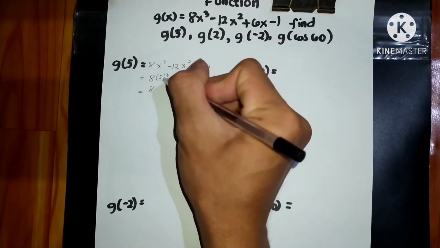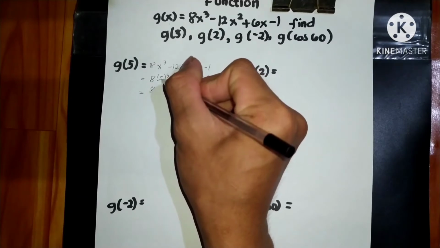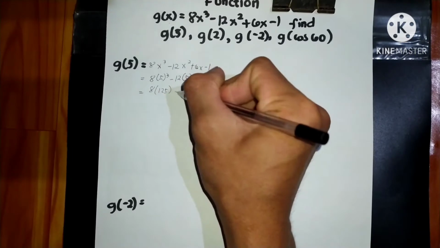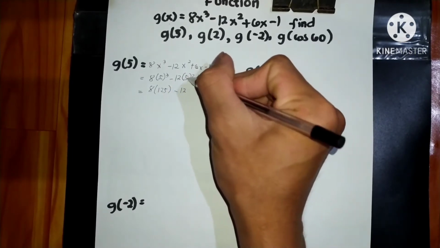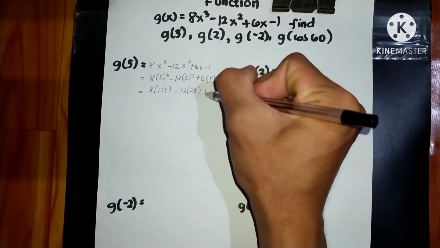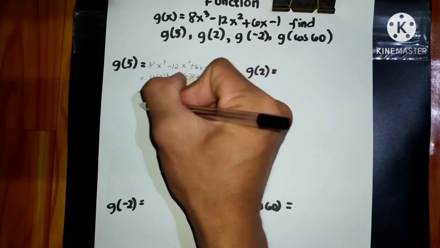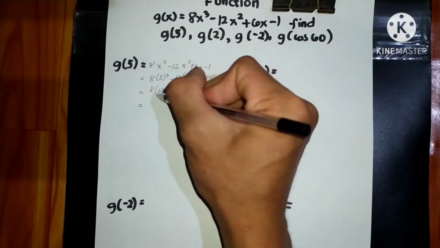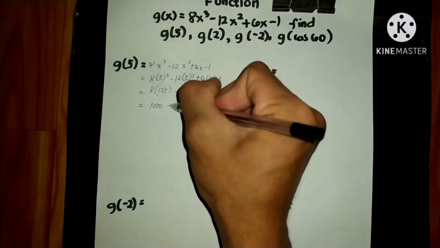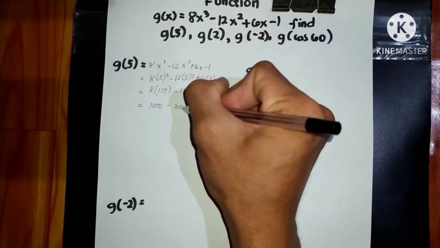So 5 cubed. 5 times 5 is equals to 25 times 5 is equals to 125. Minus 12 times 5 squared. 5 times 5 is equals to 25. Plus 6 times 5, 30. Minus 1. So, 8 times 125 is equals to 1,000. Minus 12 times 25 is equals to 300.